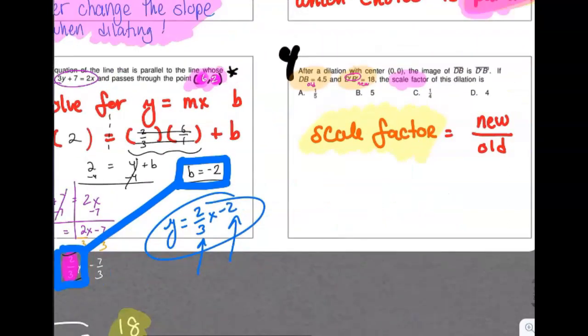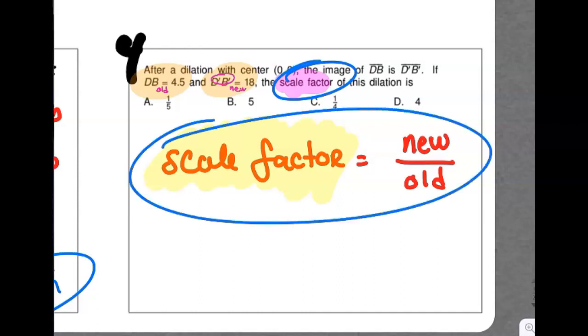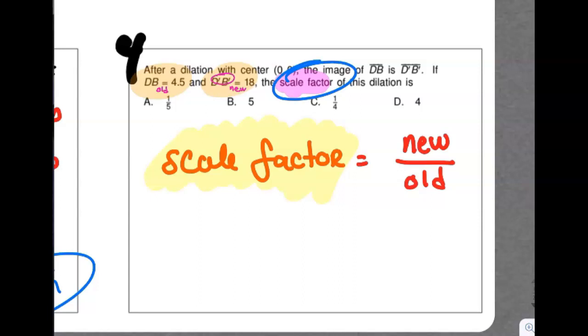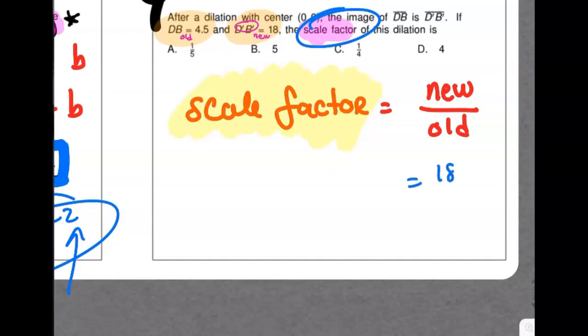Number 4, if we're talking about scale factor, scale factor is always the image over the pre-image. Newest divided by the oldest. So new is going to be your primes. Anything with a prime is new. So it's going to be 18. It became 18. It used to be negative 4.5. So 18 divided by 4.5 is choice D.